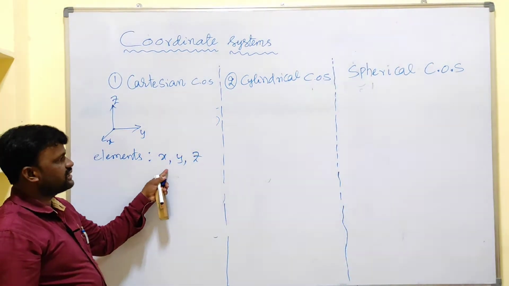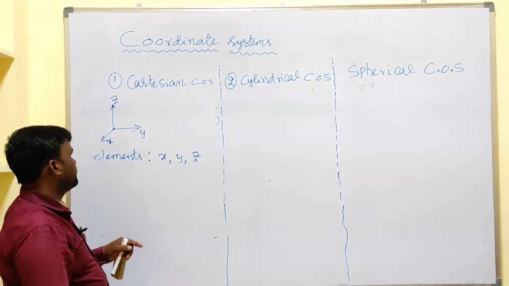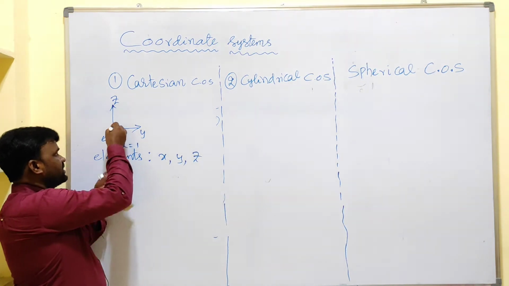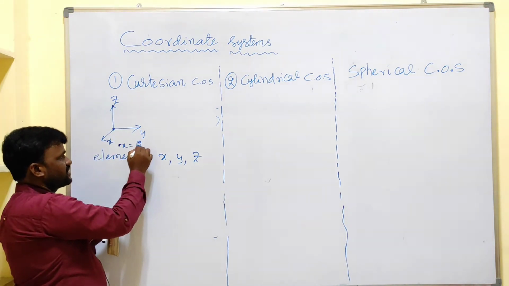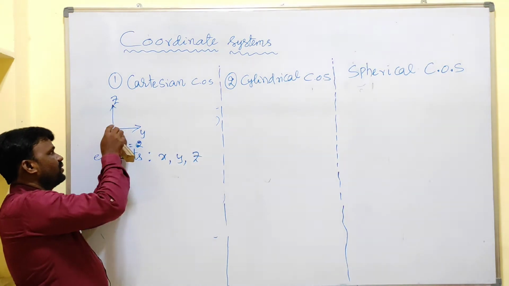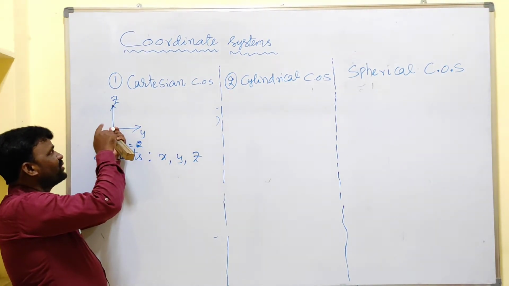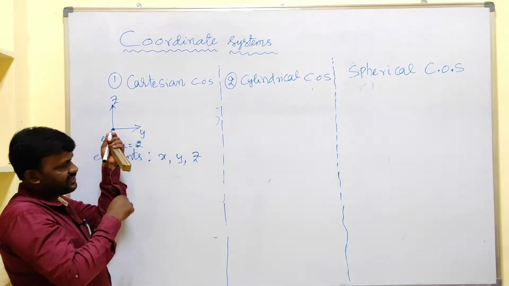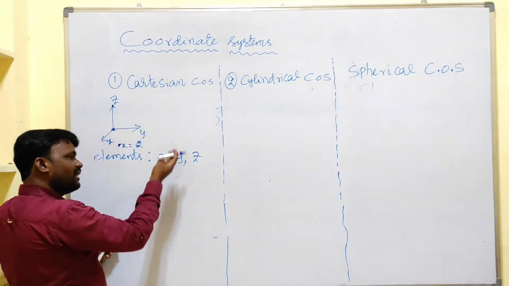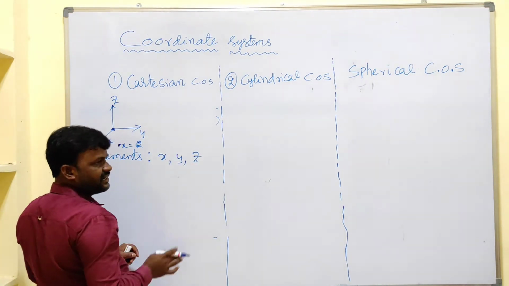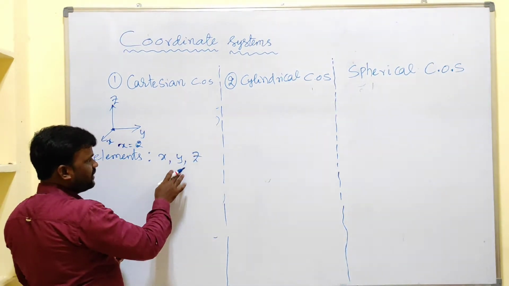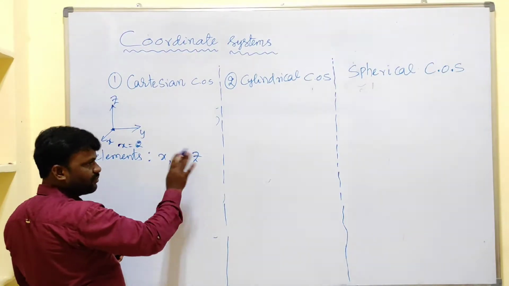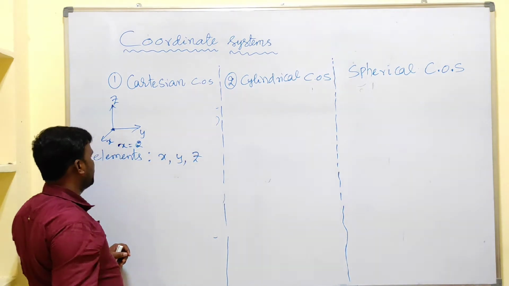What about x? X is the smallest distance from the YZ plane. Let us take x equal to 1. X equal to 0 location is this one, or else let us take the previous example, x equal to 2, this location. So x equal to 2 is nothing but a distance from the YZ plane. Similarly, y is a distance from the ZX plane. Z equal to some constant means it is an XY plane.